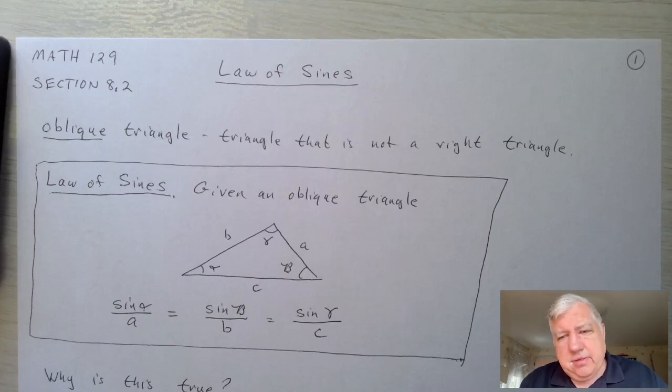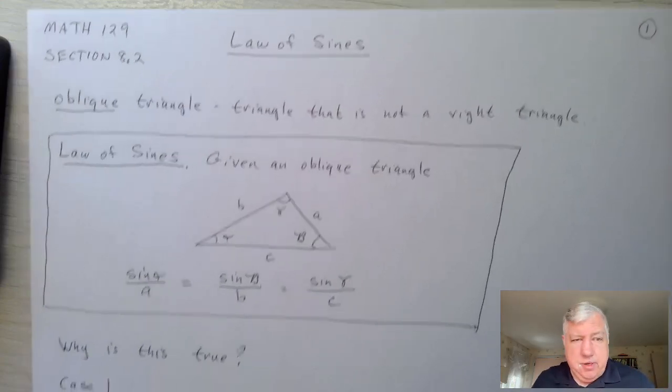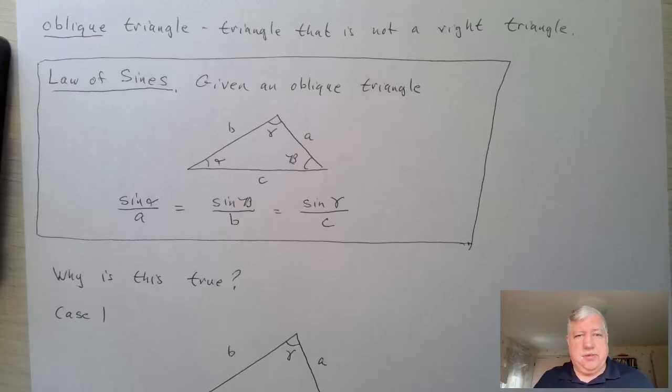So we like to get some relations between the sides of just an oblique or a general triangle. So the first one is called the law of sines.